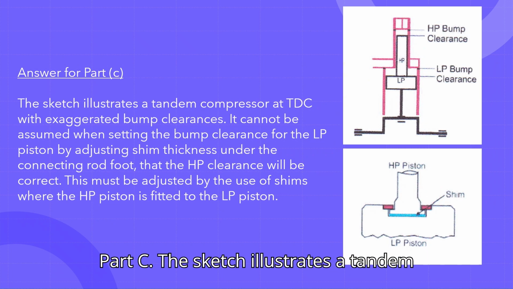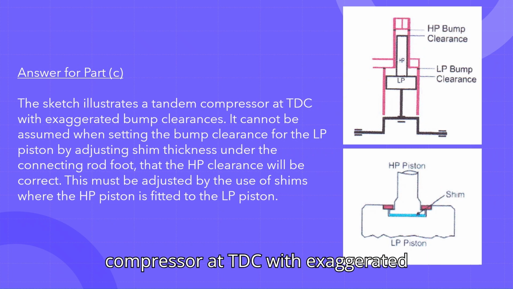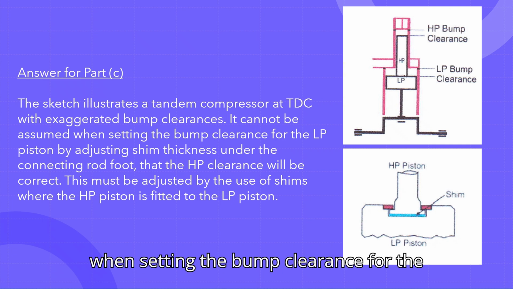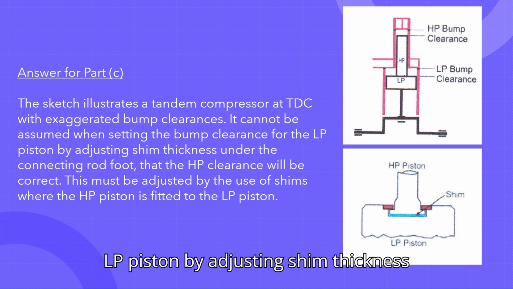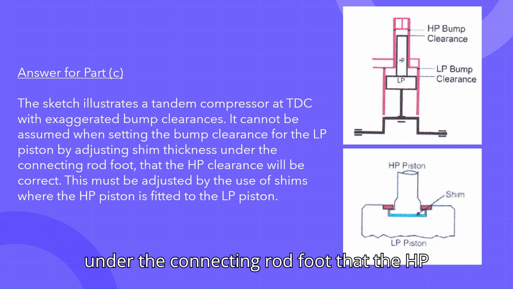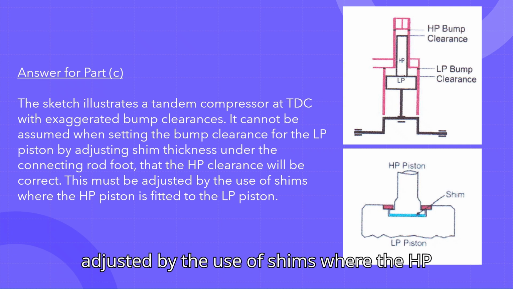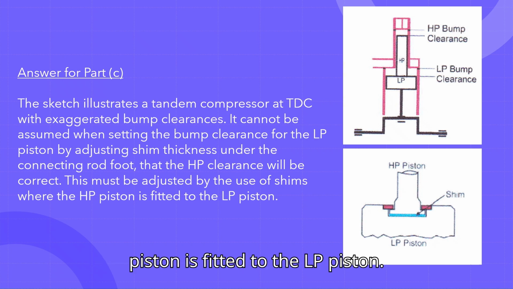Part C. The sketch illustrates a tandem compressor at TDC with exaggerated bump clearances. It cannot be assumed when setting the bump clearance for the LP piston by adjusting shim thickness under the connecting rod foot that the HP clearance will be correct. This must be adjusted by the use of shims where the HP piston is fitted to the LP piston.